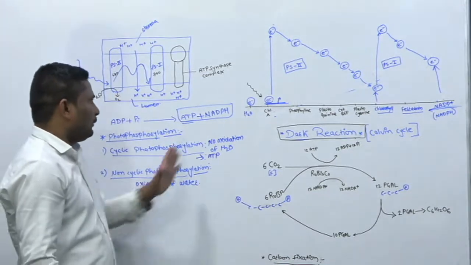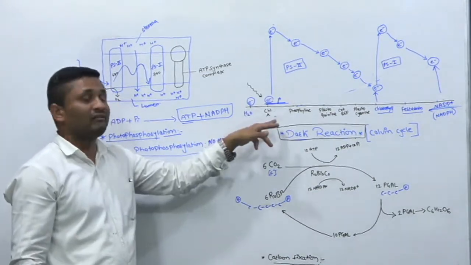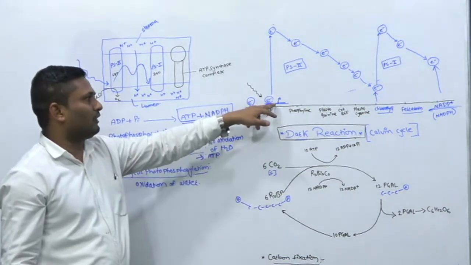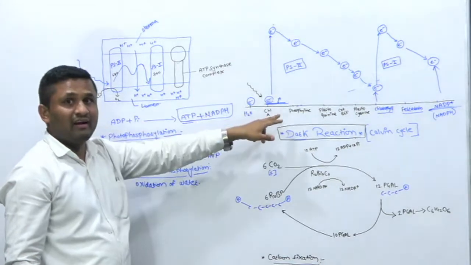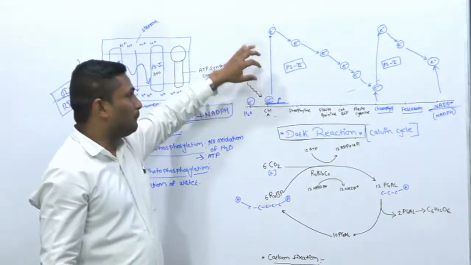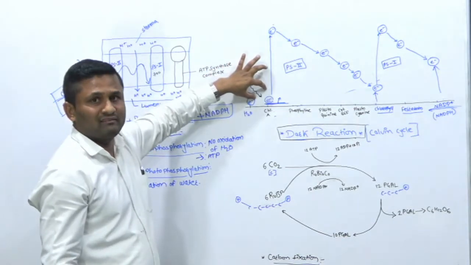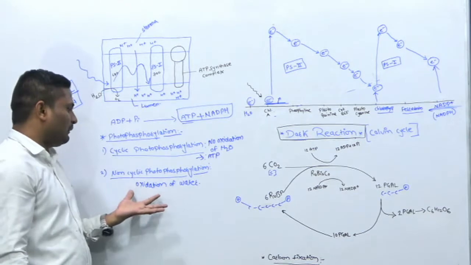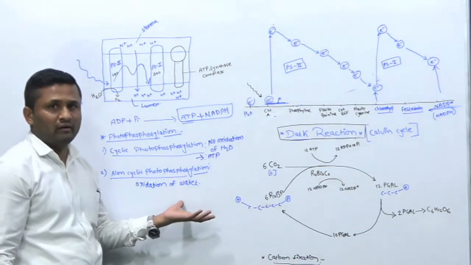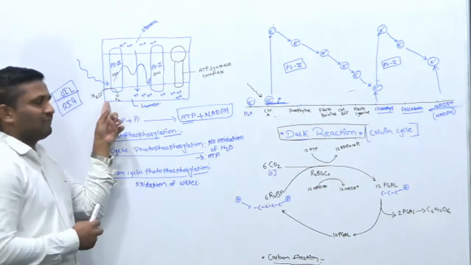So water, when we are saying that it is getting oxidized, that means it is losing electrons, and these electrons are replacing the original electrons which are released from here by the resonance energy that is caused by the photons. So in non-cyclic photophosphorylation there will always be oxidation of water. So oxygen will get released like this. We have shown it here.